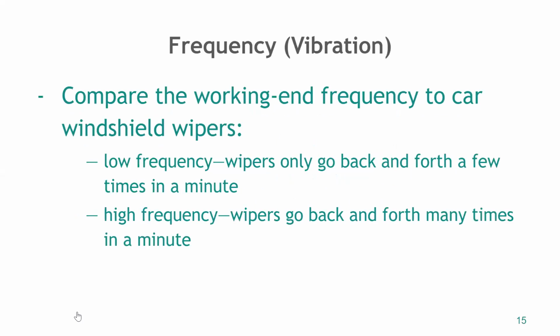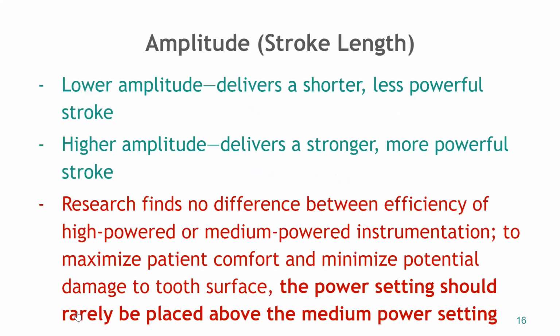Okay, so frequency: compare the working end frequency to car windshield wipers. With low frequency, the wipers go back and forth a few times a minute. With high frequency, the wipers go back and forth many times in a minute. And then our stroke length, or amplitude: lower amplitude delivers a shorter, less powerful stroke. Higher amplitude delivers a stronger, more powerful stroke.